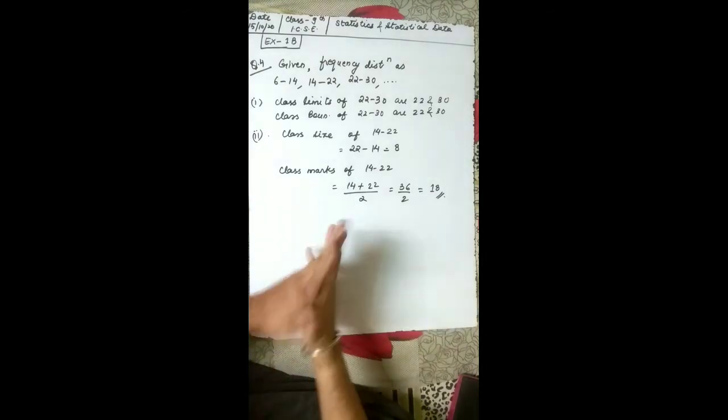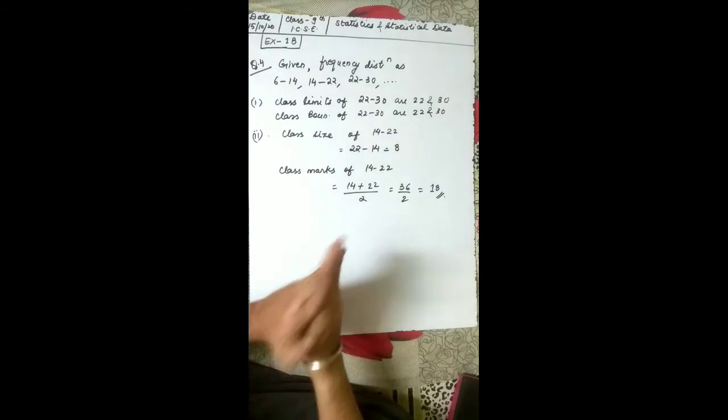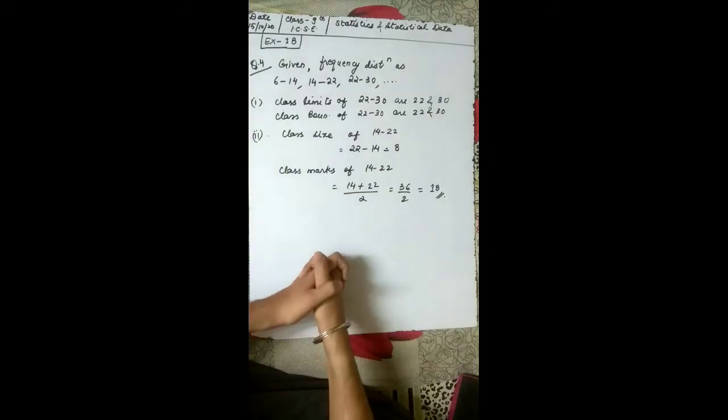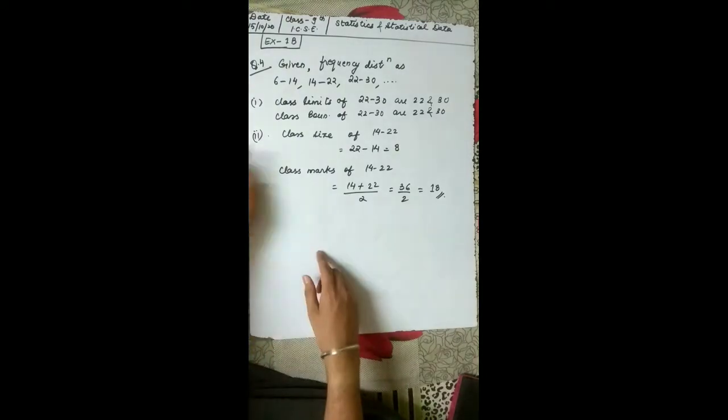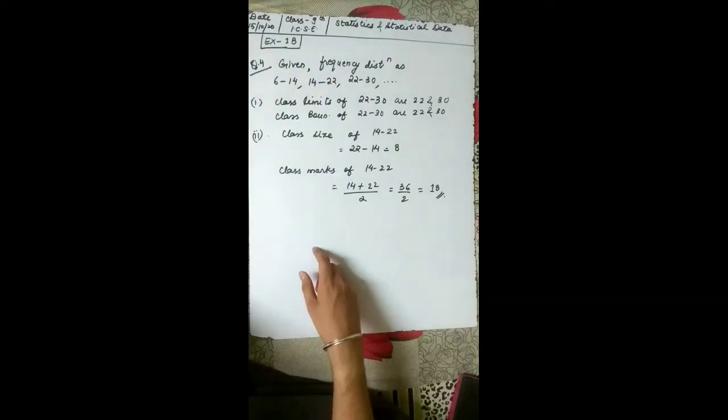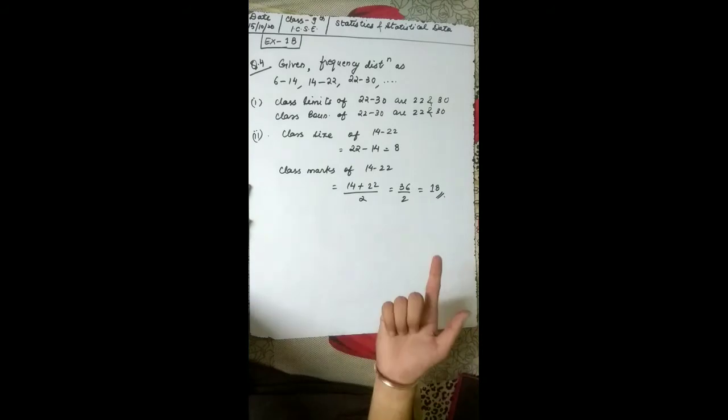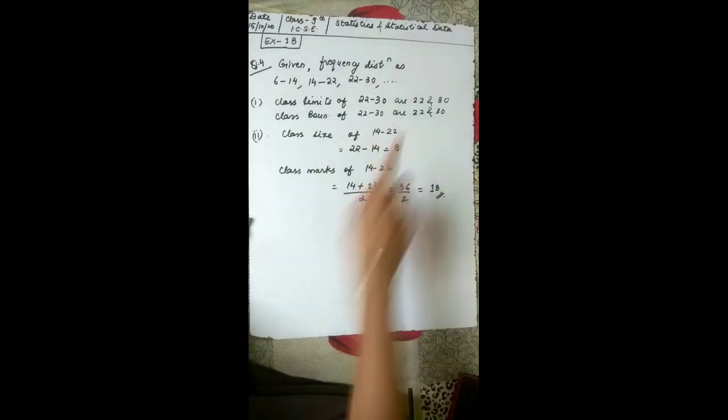So just remember, for overlapping class intervals, your class limit and class boundaries are totally the same. Second question, class size. What is class size? Upper limit minus lower limit. So 22 minus 14 will give you 8.